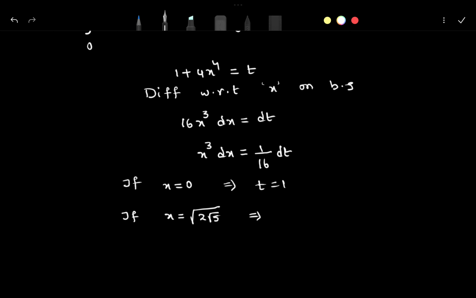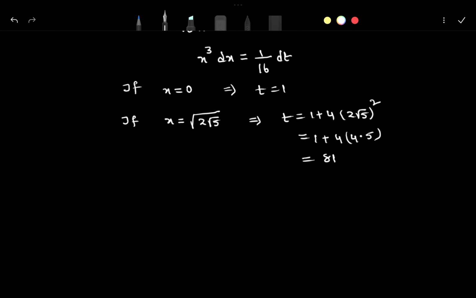That implies t equals 1 plus 4 into x to the power of 4. X to the power of 4 means this will be 2 into root 5 whole square. So what is the value of this? 1 plus 4 into 4 into 5, that is 20. So 20 into 4 is 80. 80 plus 1 is 81. So if x equals square root of 2 root 5, the t value will be 81.